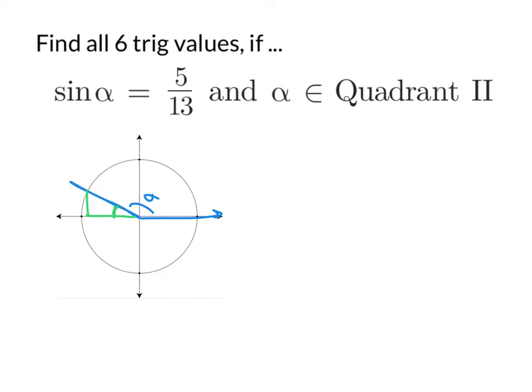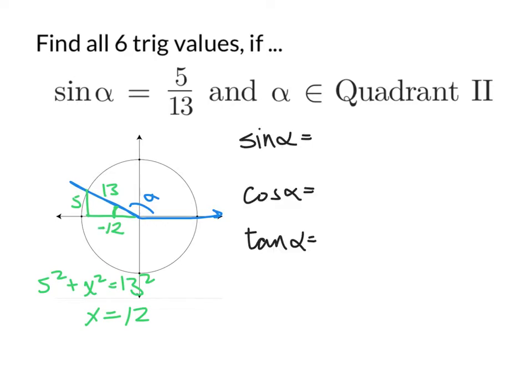Now, since we know sine of alpha is 5/13, and sine is opposite over hypotenuse, we got 5 and 13 as side lengths to this triangle. Then, to find the last side length, we could just use 5 squared plus x squared is equal to 13 squared, and we'll end up with x being 12. So we know the base of this triangle is going to be 12. However, since alpha is in quadrant 2 and we moved back 12 units, we have to give this a value of -12. And this is going to be enough to find all 6 of the trig values.